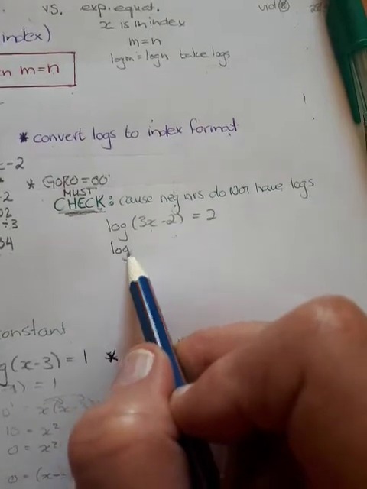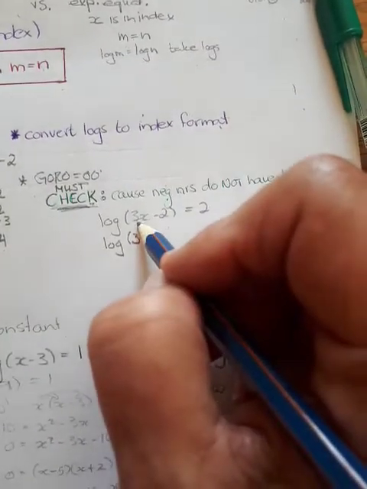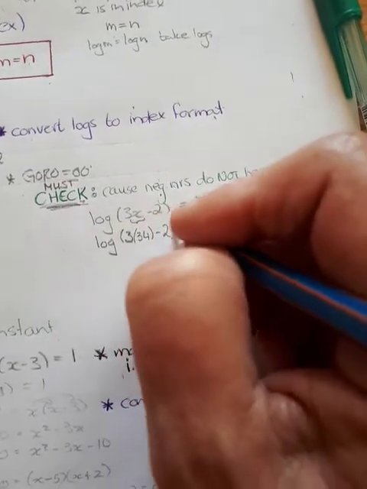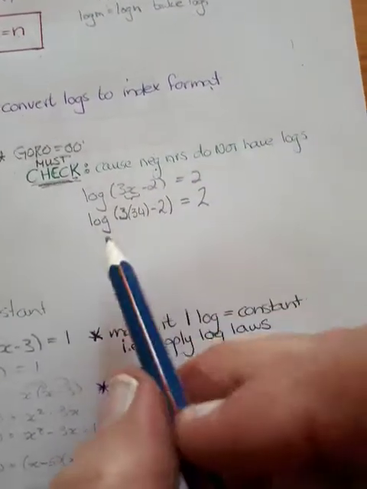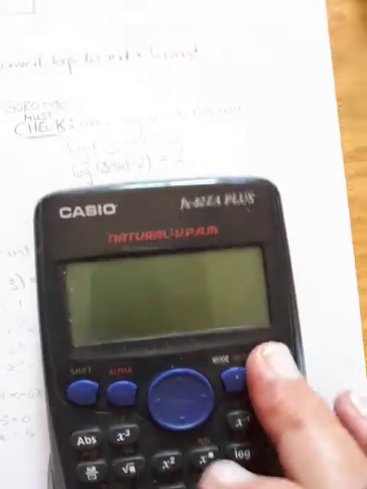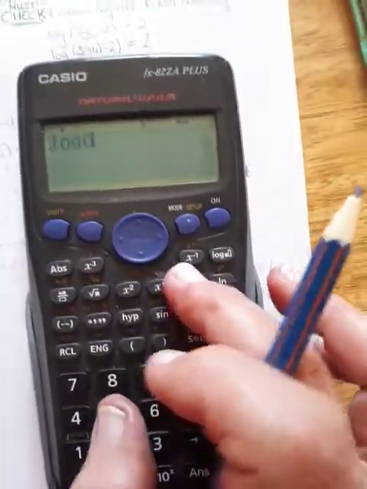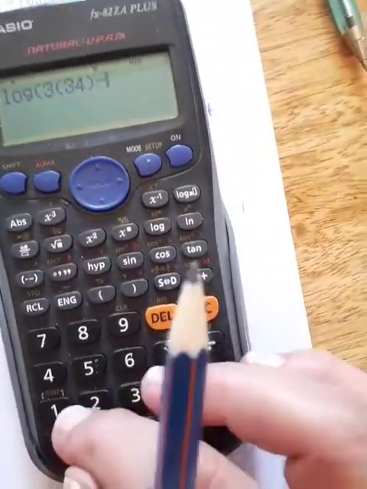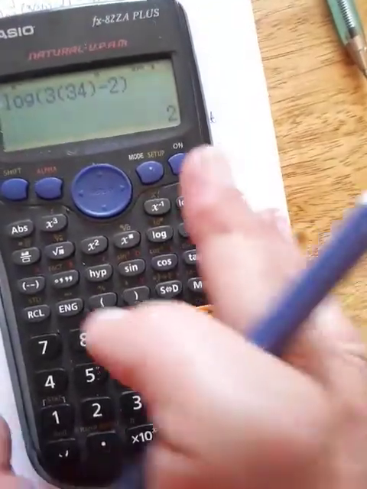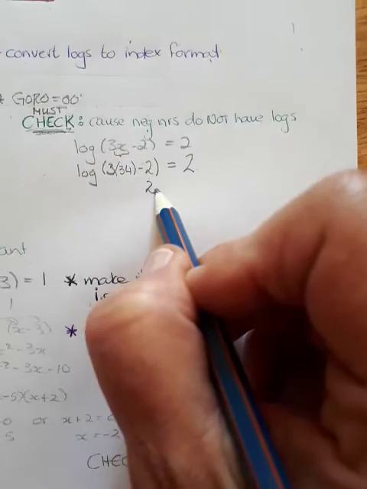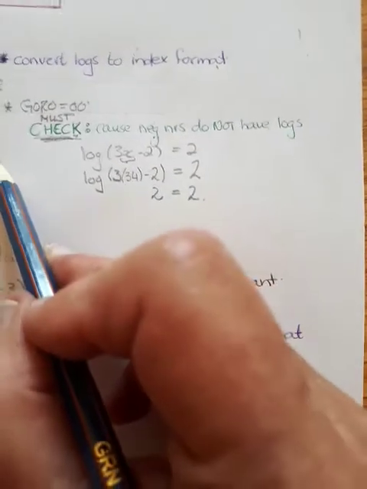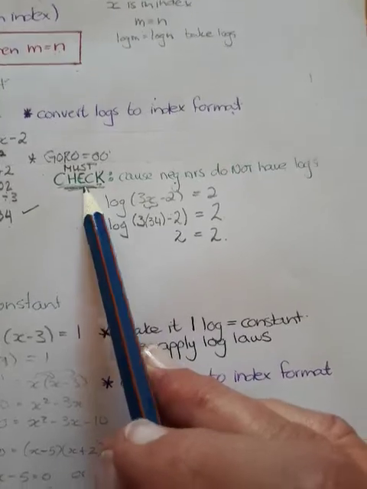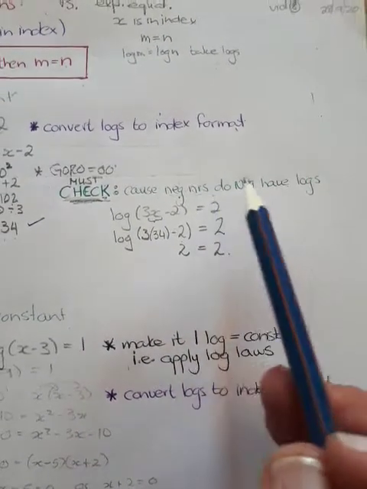If we have the log of 3, now substitute into the place of x your answer of 34, minus 2, equals 2. Now you must put this into your calculator, so please ensure that you put it in correctly. You have the log, open bracket, 3, then substitute x with 34 minus 2 and close the bracket, and that gives you 2. So your left hand side is 2 and your right hand side is 2, which means 34 is a correct answer, people. I repeat, you must do the check because we cannot take the log of any negative number.